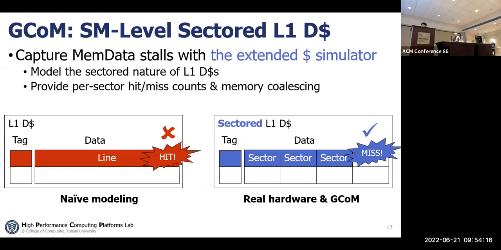GCoM can consider both sectored and non-sectored cache using its cache simulator. The simulator can count the hit and miss count per sector and evict per line by LRU policy. It can also coalesce memory accesses by sector. By doing so, the memory contention model exploited from MDM can use the correct amount of bandwidth demand to predict memory data stalls.